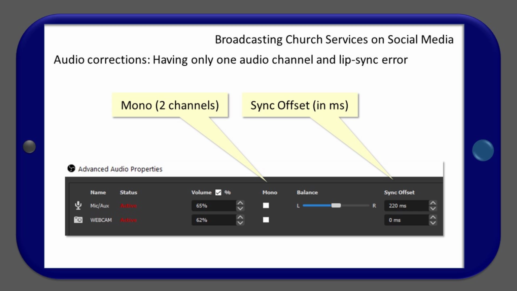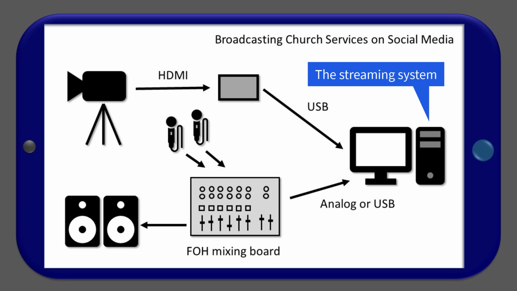It is noticeable when watching streams on social networks that the audio is not always in sync with the video. There is often a lip-sync problem. The streaming software usually offers a sync offset function to correct that. Furthermore, feeding audio from the mixing board from an aux channel often results in having only one channel. You will have to use the mono option, same signal on both channels, to correct that. Here is a simplified but complete diagram of your system.